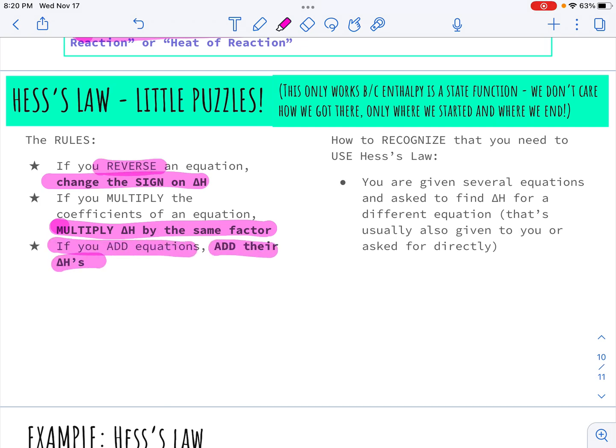Okay, so we have three things that we can do. We can reverse the equation, change the sign. We can multiply the equation, multiply delta H, and we can add equations, so we add their delta H's.